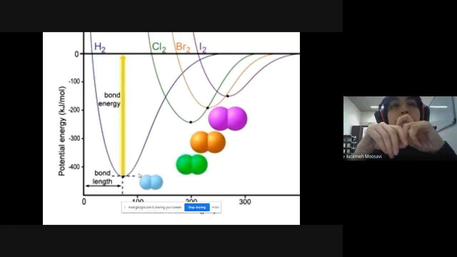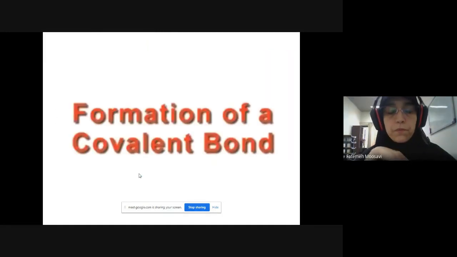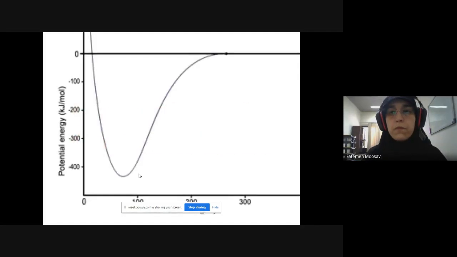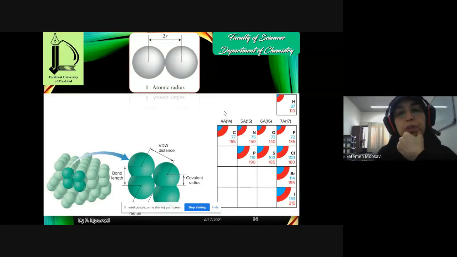We say there the well potential energy, the minimum energy, it means that the attraction between the molecules is the highest. So, according to this figure and previous figure, we can say that the radius between the different type of particles can be divided into three types: atomic radius, covalent radius, and van der Waals radius.